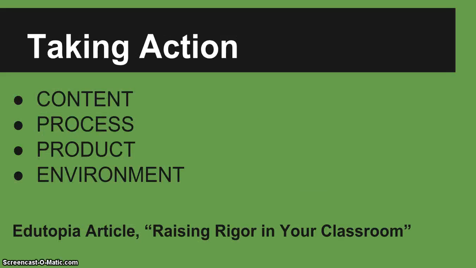As a classroom teacher, though, when we consider rigor, we have to take action. And these four areas, content, process, product, and environment, are really the main cores that need to be considered when you're thinking about raising rigor in your classroom. So we're going to talk about how this looks. At the bottom, you'll see Edutopia wrote an article, Raising Rigor in Your Classroom. This is a fantastic article that goes into a little bit more depth of each of these four bullet points that I'm going to highlight for just a moment.